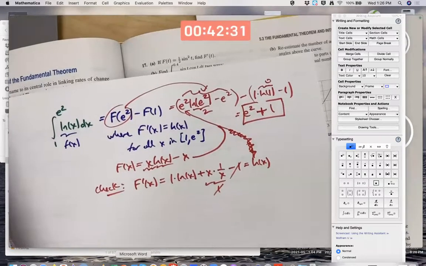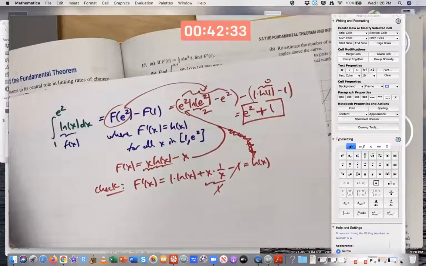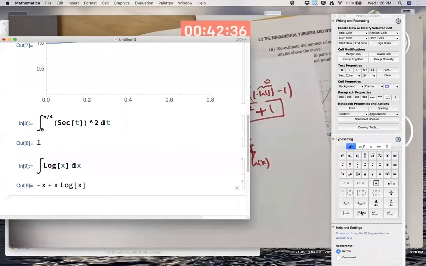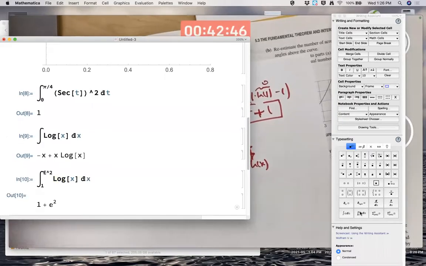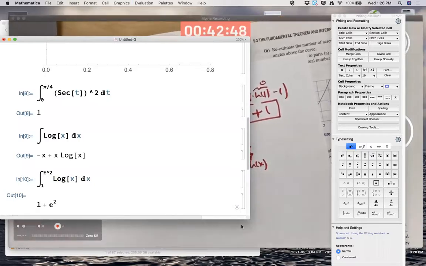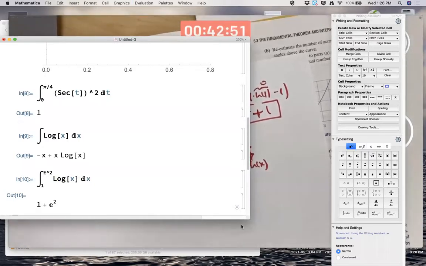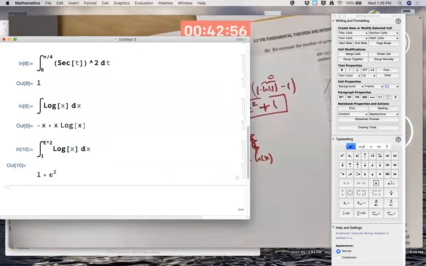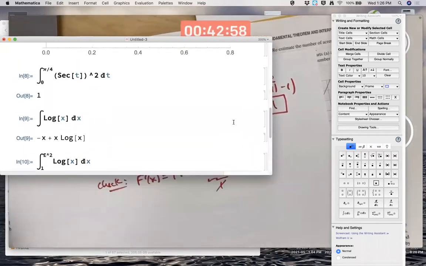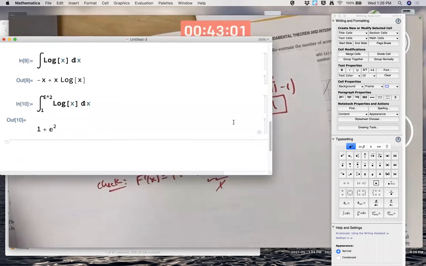Check it. Do a definite integral instead of an indefinite one. From 1 to e squared, you've got to do capital E squared to get the number e. Log of x. This should be e squared plus 1. Yep, 1 plus e squared. Mathematica spits back the e as a fancy looking e. Log means ln actually, yes, in mathematics. Tracking with me here?